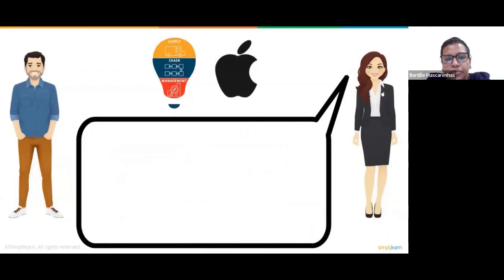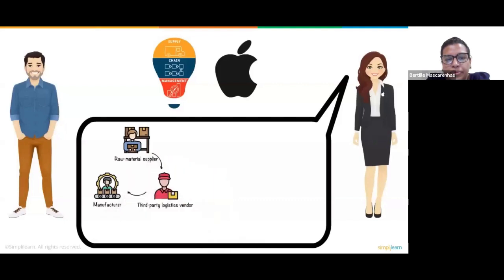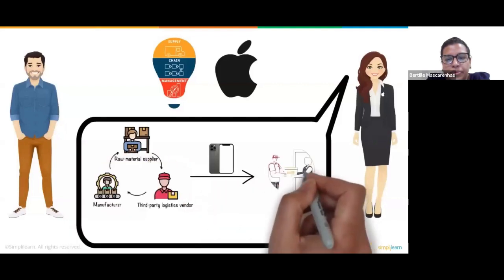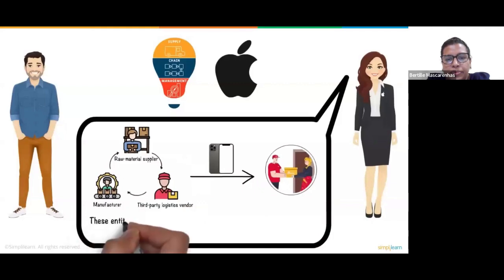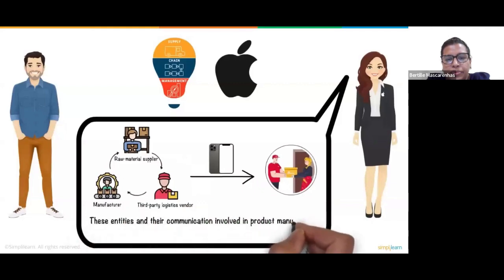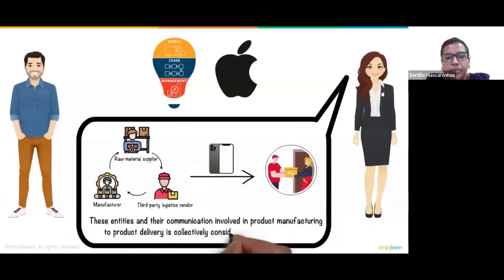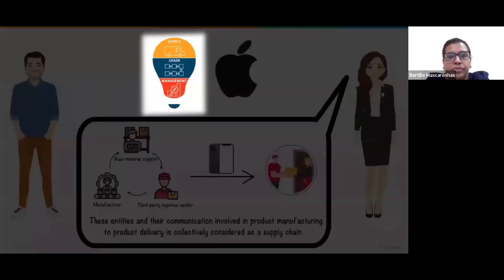This means entities such as raw material supplier, manufacturer, and third-party logistics vendor are in consistent communication with each other until the iPhone reaches you. These entities and their communication involved in product manufacturing to product delivery is collectively considered as a supply chain.